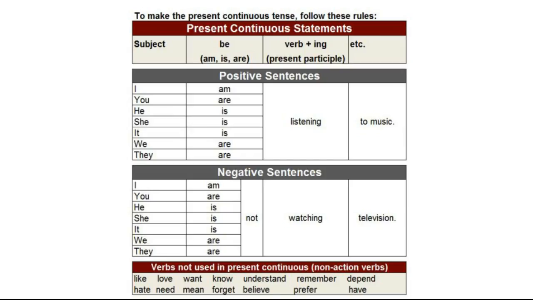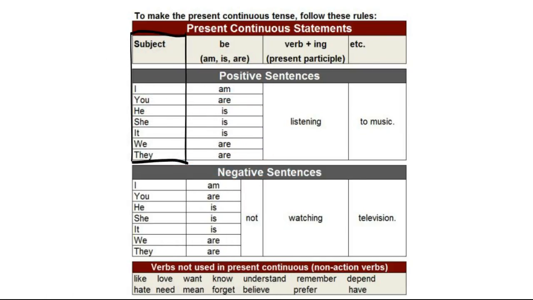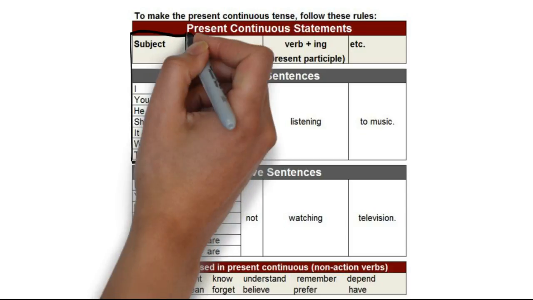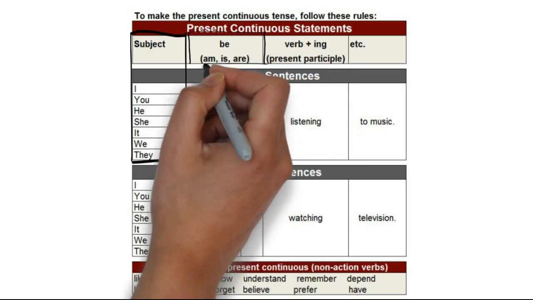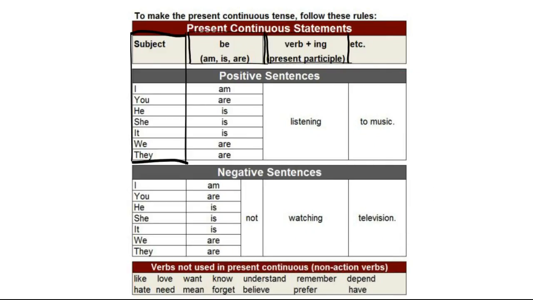Now, let's look at this table. This table explains how to make sentences with present continuous tense. First, we start with a subject, such as I, you, he, she, they. But remember, the subject can be a noun as well, such as Mr. Smith, Abu Dhabi, or the cafeteria. After the subject comes the helping verb and the present participle. Then everything else comes at the end.